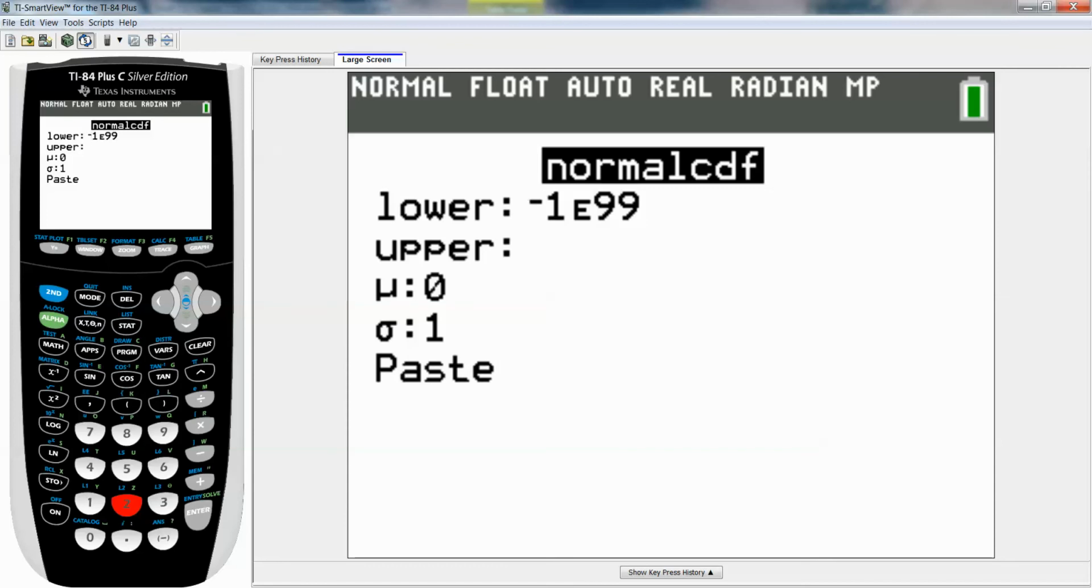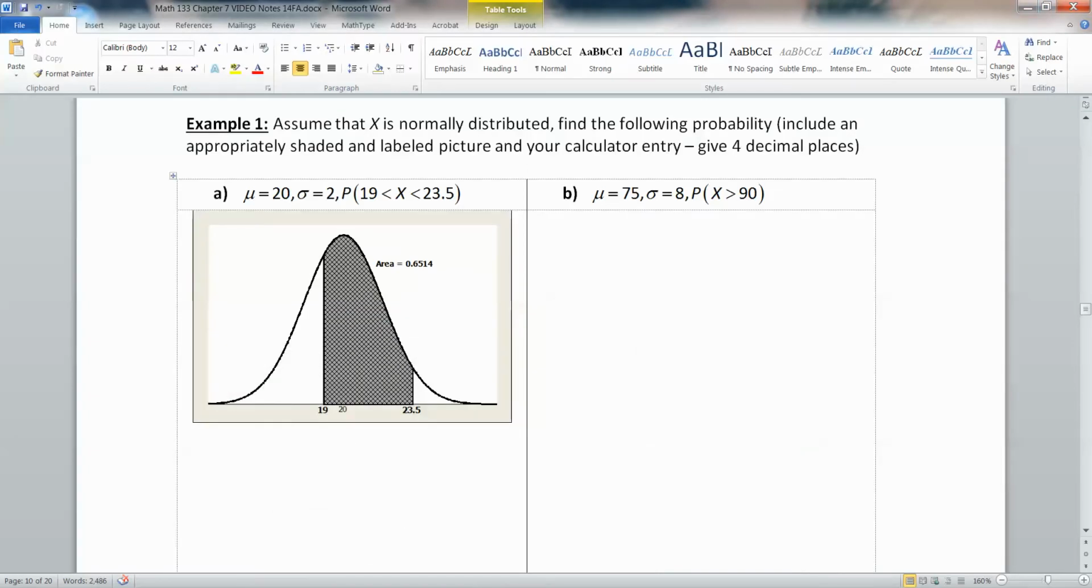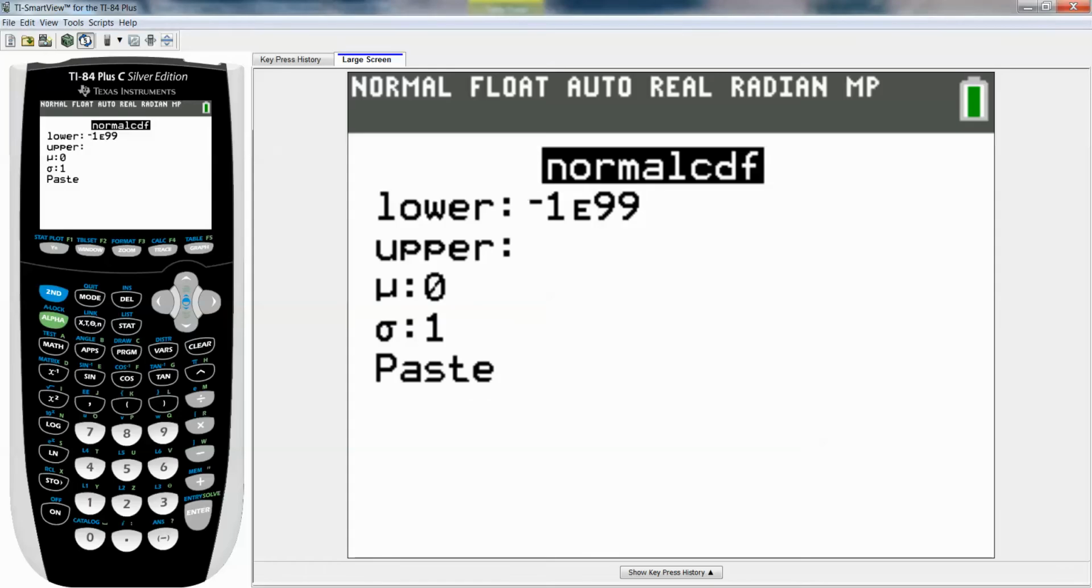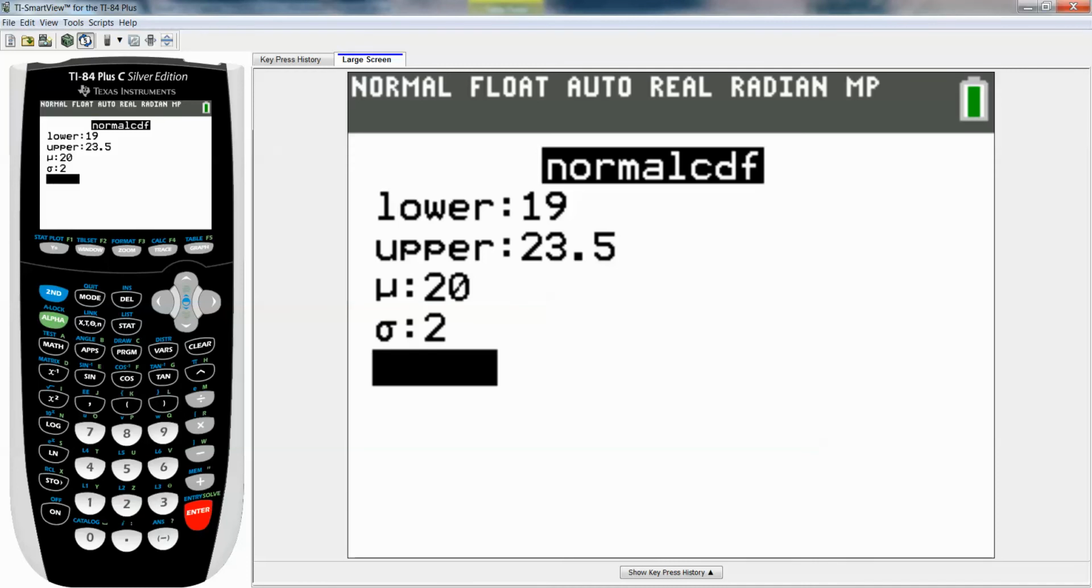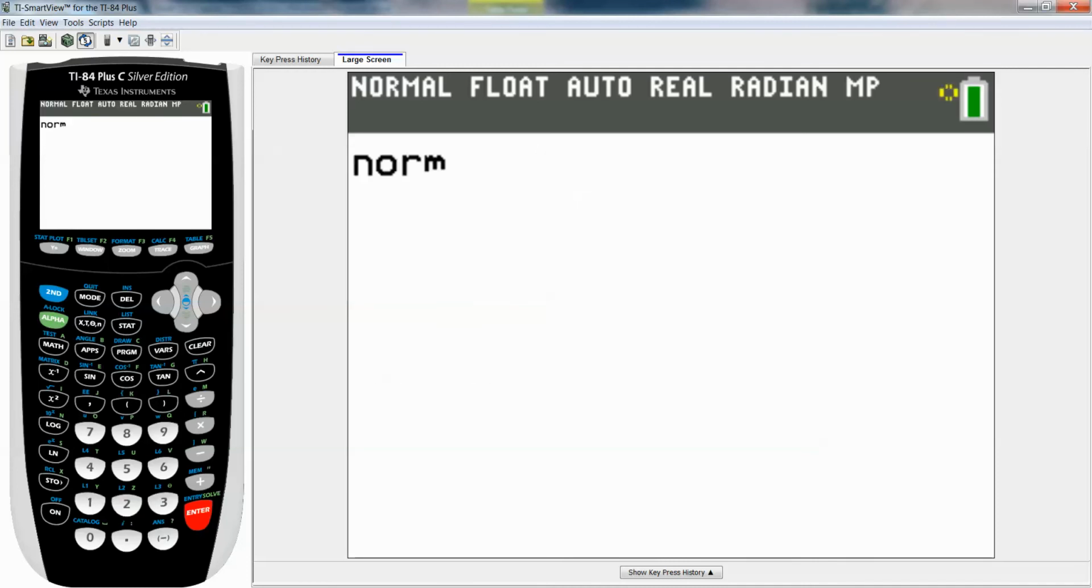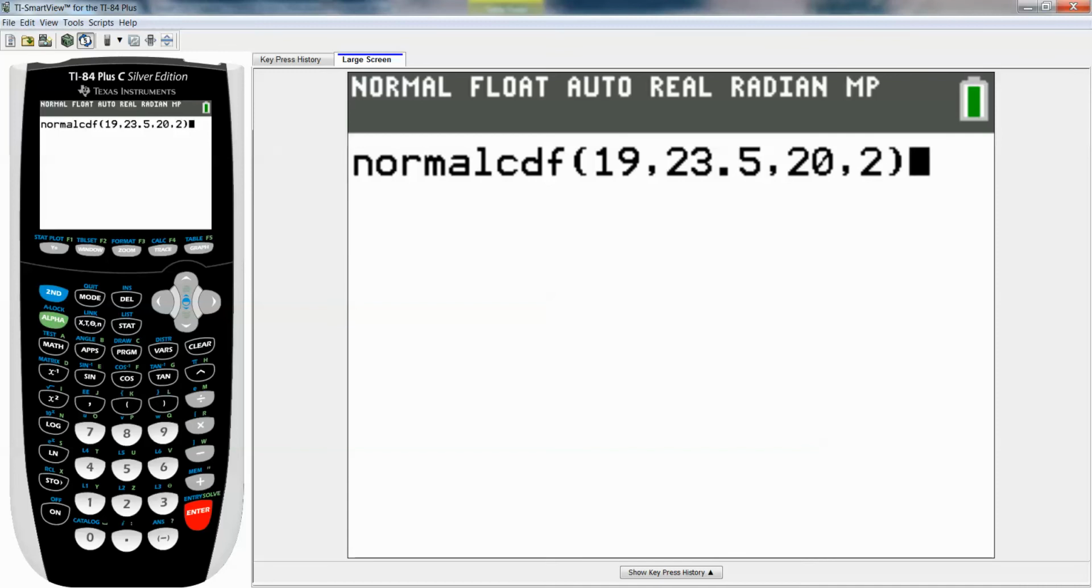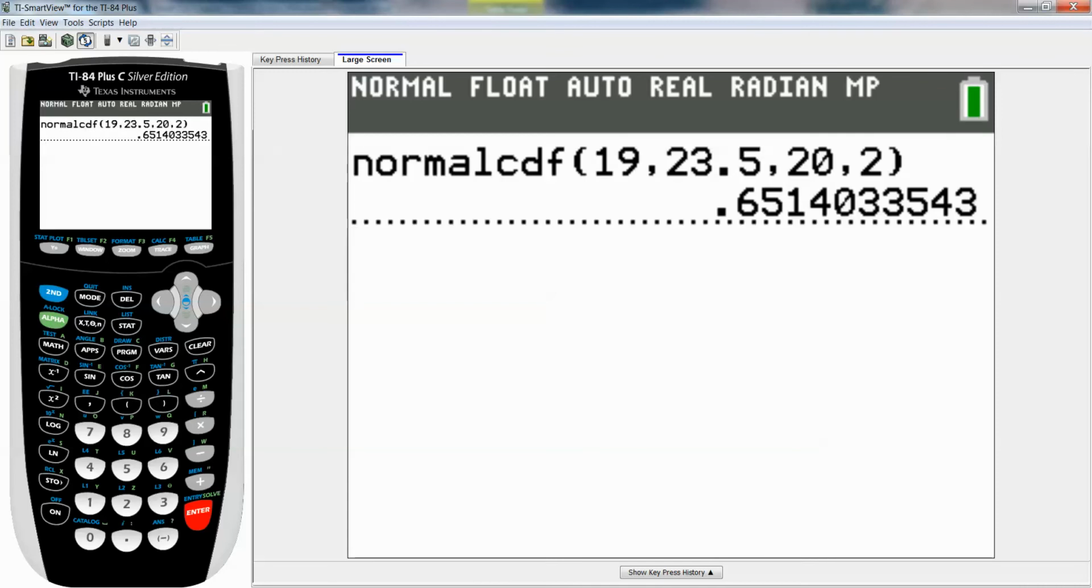And then you can see here it wants to know the lower, the upper, the mu, and the sigma. So when you look at what you've shaded, the lower edge of what you shaded is 19, and the upper edge of what you shaded is 23.5. So you're going to put in 19, that's your lower, 23.5, that's your upper, your mean was 20, and your standard deviation was 2. And you're going to go down to paste and press enter, and then press enter. And you get 0.6514, just like it said you would.